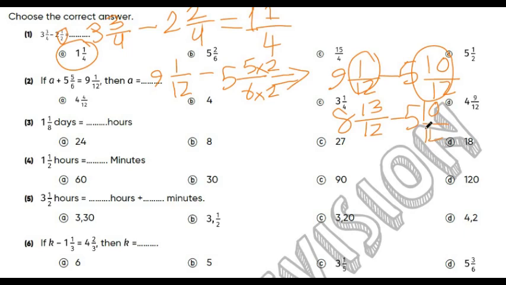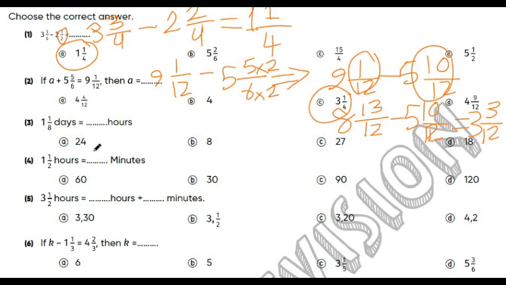Now we can solve it very easily. 8 minus 5 is 3, 13 minus 10 is 3 over 12. So the answer should be 3 and 3 over 12. But 3 over 12 is not in the simplest form. Both numerator and denominator can be divided by 3. And when we do that, the answer should be 3 and 1 over 4, which is letter C.